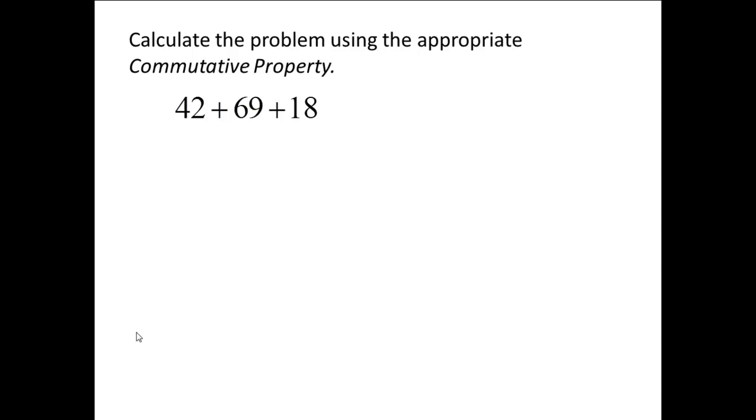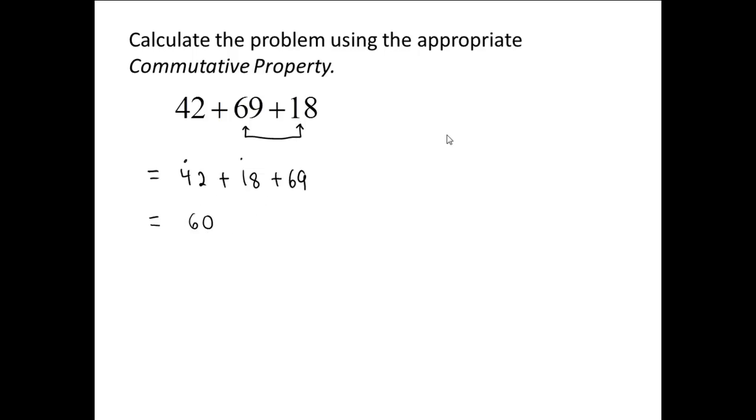If we wanted to, we could change the order of the 18 and the 69, and that would give us 42 plus, here's where the commutative property of addition comes in, 18 plus 69. Changing the order in which two terms are added does not change the sum. Now 42 plus 18 is 40, plus 10 is 50. 2 plus 8 is 10, 50 plus 10 is 60.